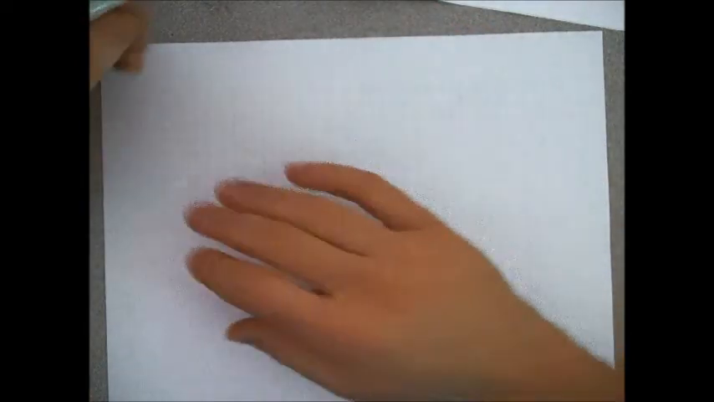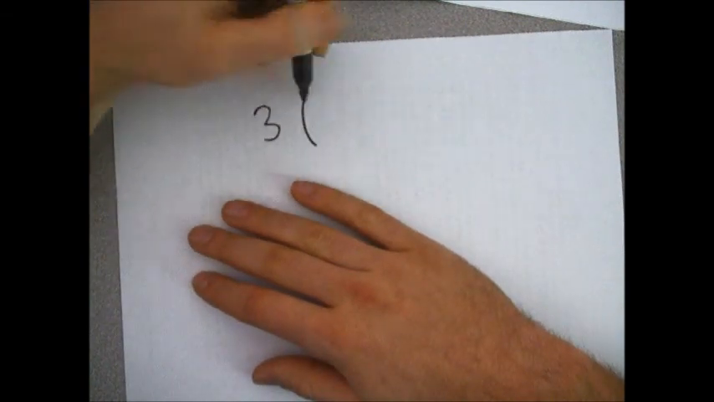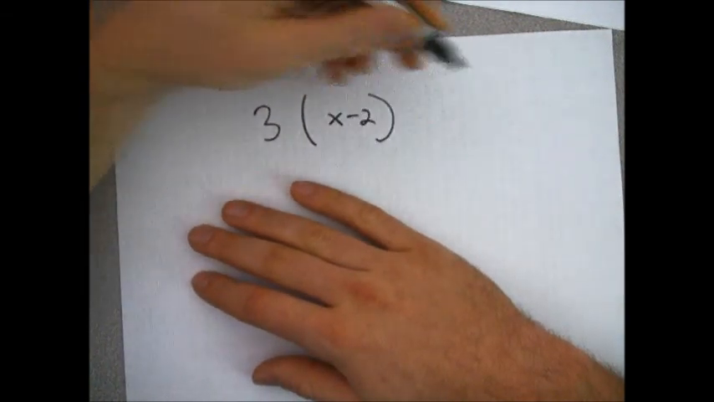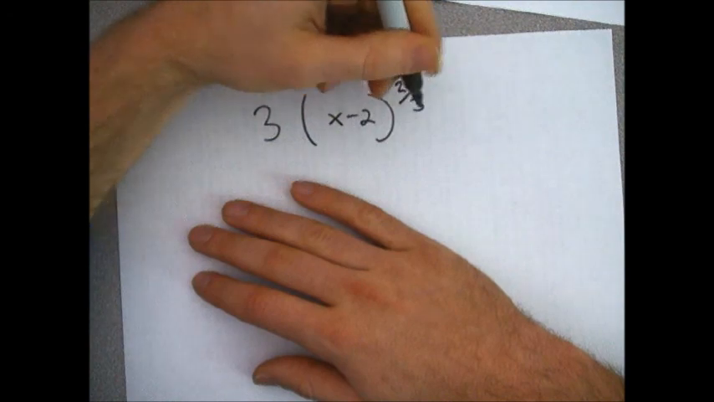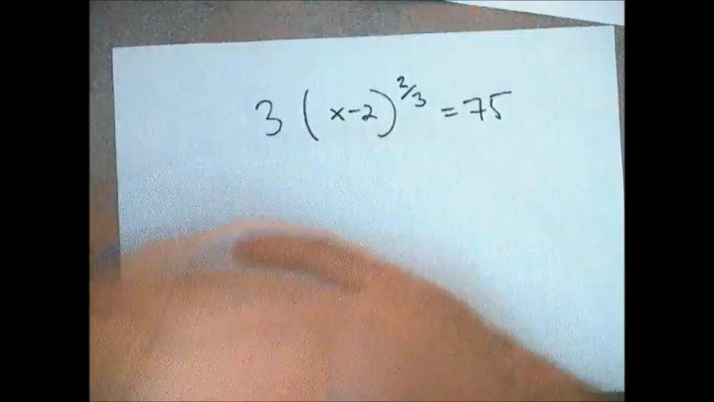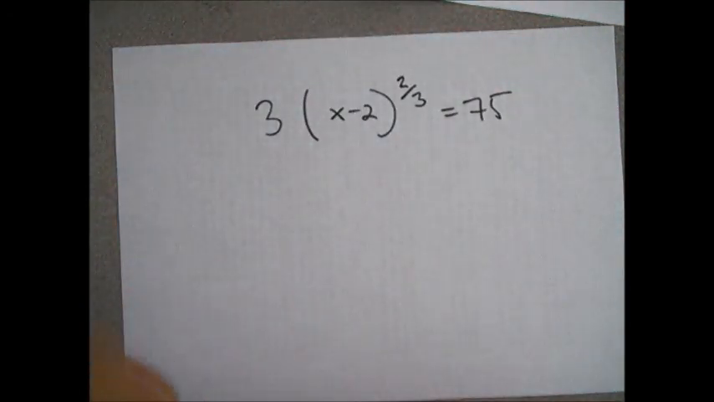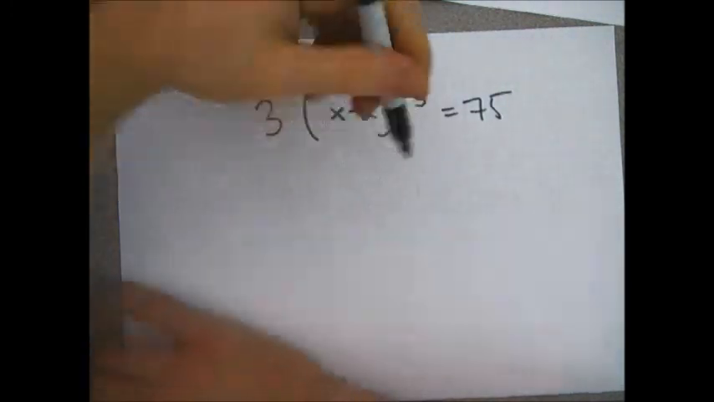Okay, number 32. 3 times the quantity x minus 2 to the 2/3 power is equal to 75. Now, this is one where you divide. There's no plus symbol in there, so we're going to divide by 3.